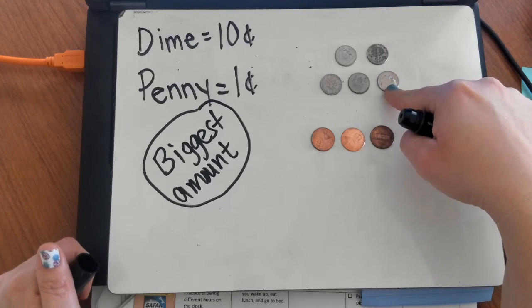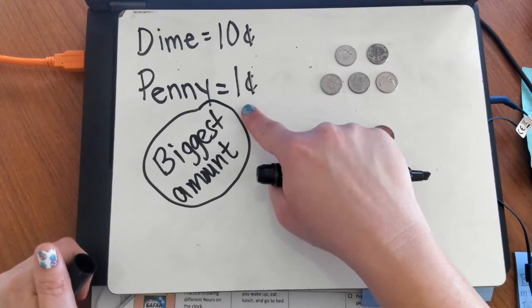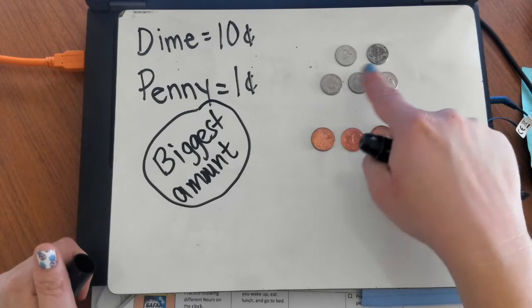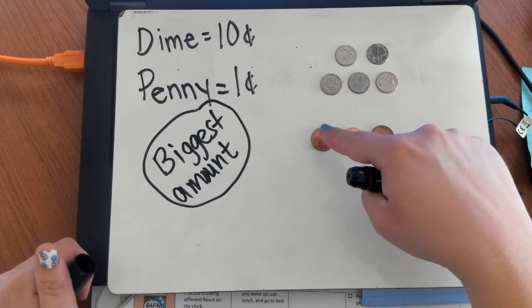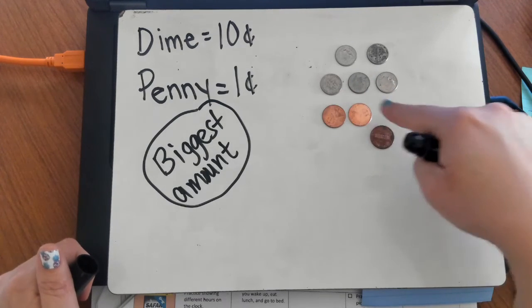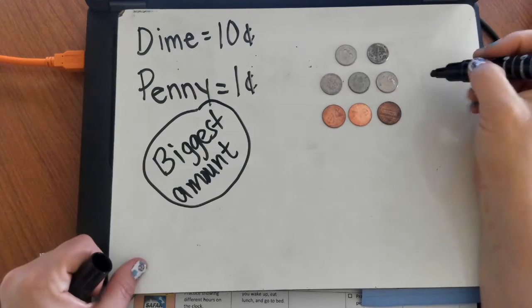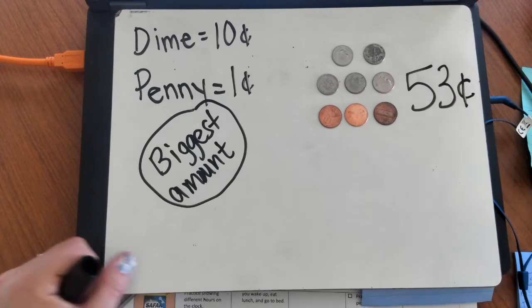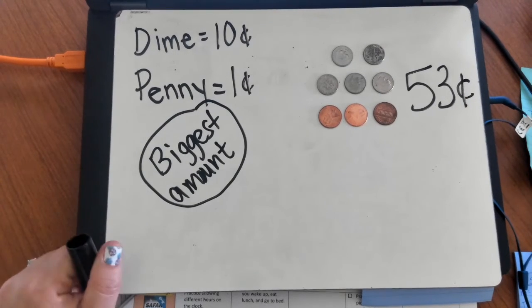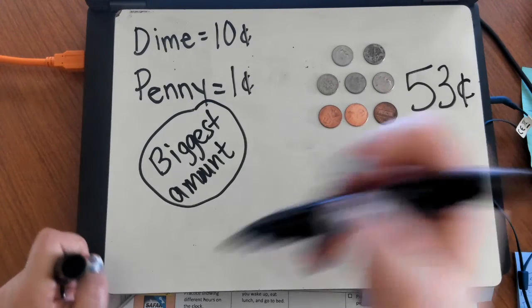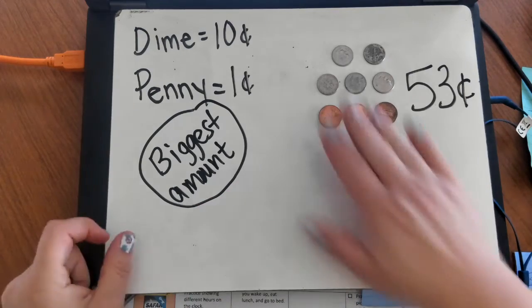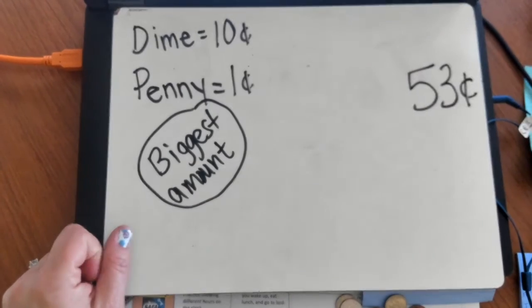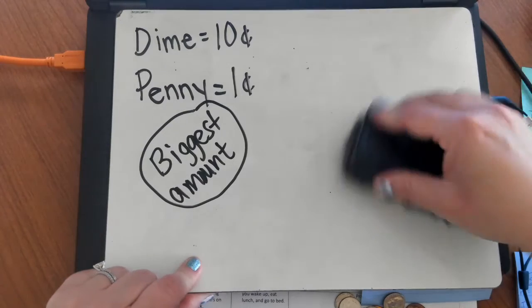Then I'm going to switch counting by ones because pennies are worth 1. So 10, 20, 30, 40, 50, 51, 52, 53. So right here, I have 53 cents. Could I go buy some gum maybe? Yeah, probably. Maybe a stick of gum. Okay, now, that's how we count tens and ones.